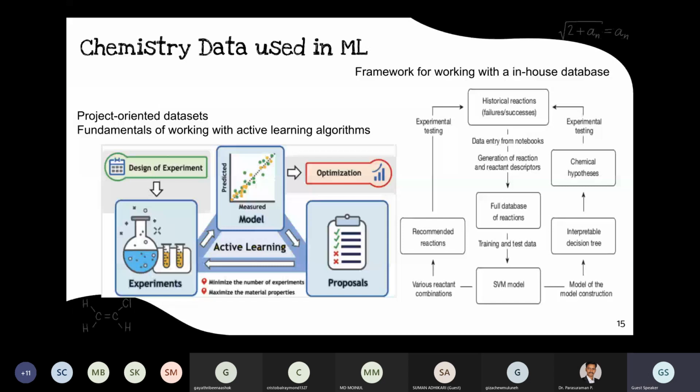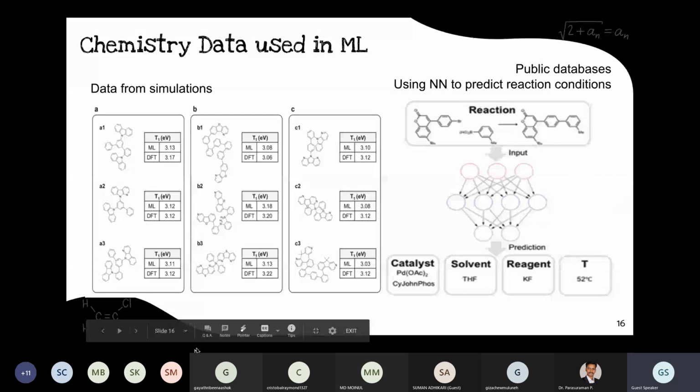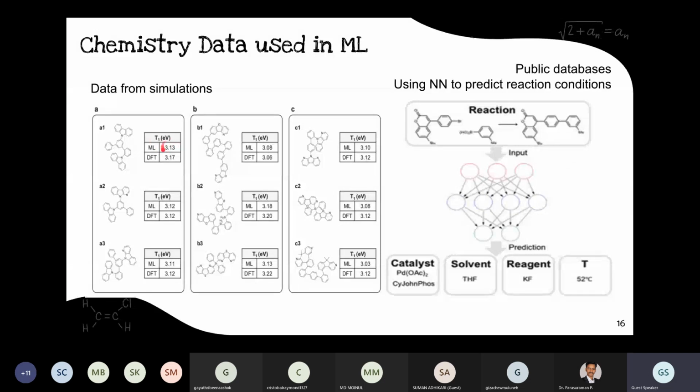Another one is data from simulations. I told you earlier, there are DFT calculations and some extensive MD simulations, or force field parameterization, which could be overcome by ML. So those are also possible. Here you can see that by using machine learning, you were able to predict the energy as 3.13 electron volts, but DFT gave you 3.17. Absolutely fine. If we can overcome the time much faster while compromising the accuracy slightly, it's absolutely fine. That is anyway well known in DFT: the level of theory and the time taken for convergence.